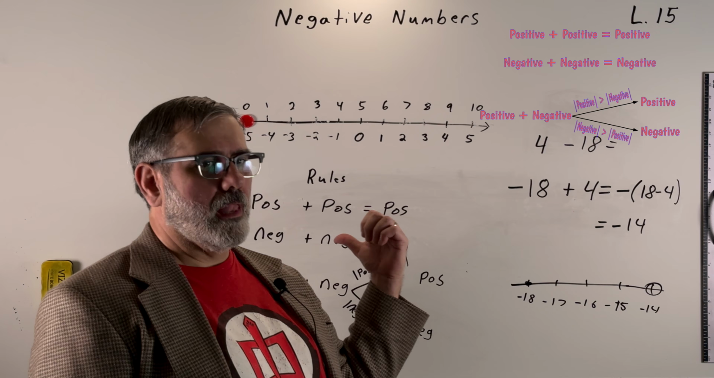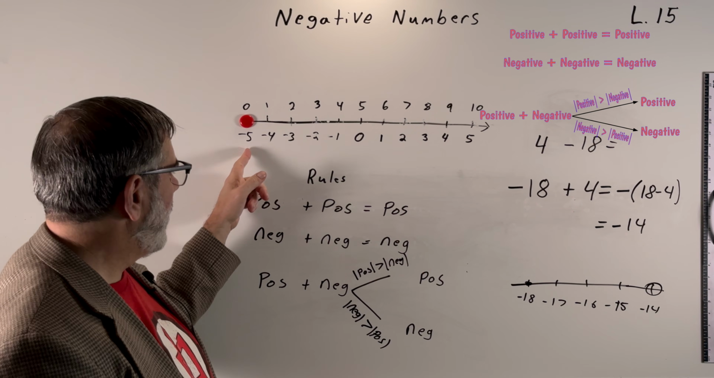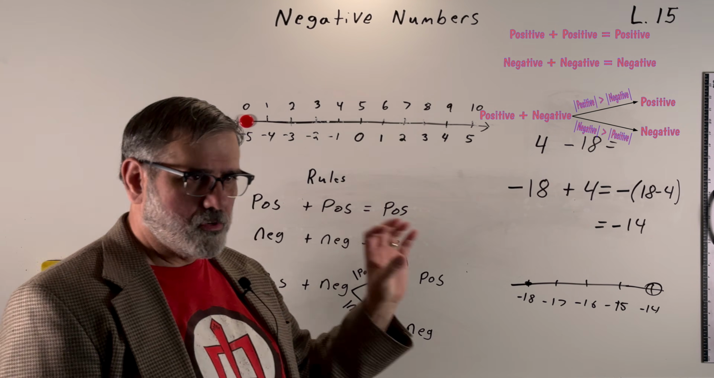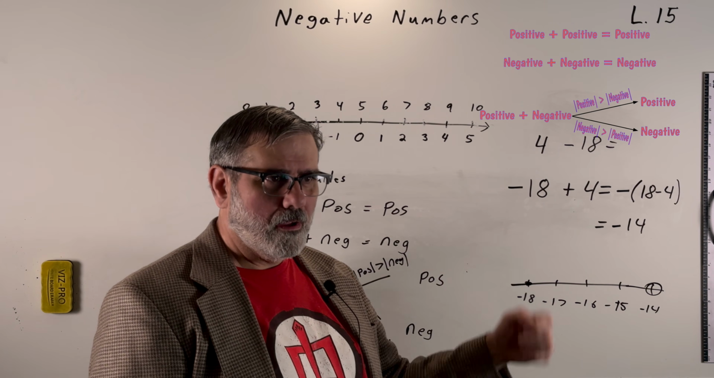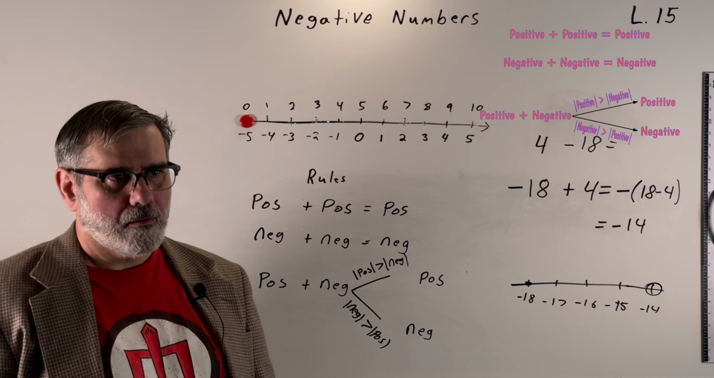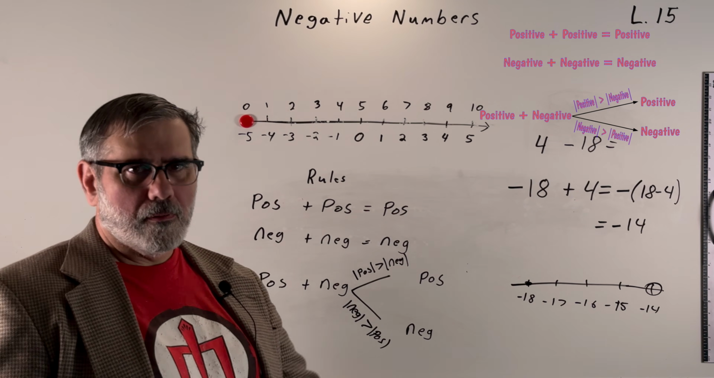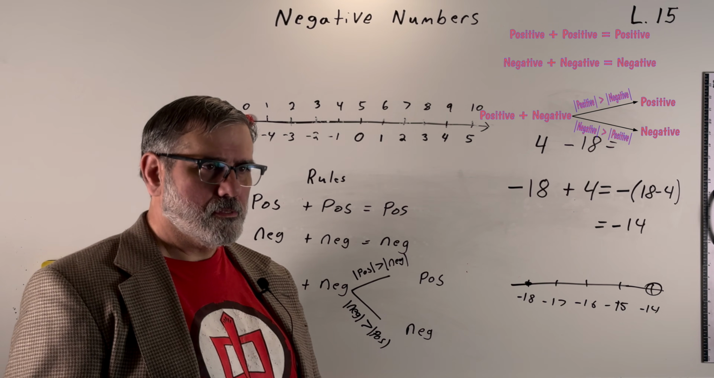But I know I'm moving to the left, so I'm going to be in the negative number area of the number line, right? So we just take the difference, 18 minus 4, and we put down a negative number sign in front of it, okay? Okay. A lot of people have trouble with negative numbers, okay?